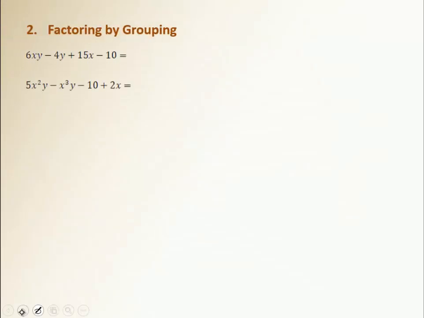The next factoring strategy will be factoring by grouping. This time, we don't see a common factor in all four terms. However, we can notice that there is a common factor for the first two terms, and this common factor is actually 2y. So we can factor the first two terms, 2y times 3x minus 2. We can also factor the last two terms by taking 5 as a common factor. What remains is 3x minus 2.